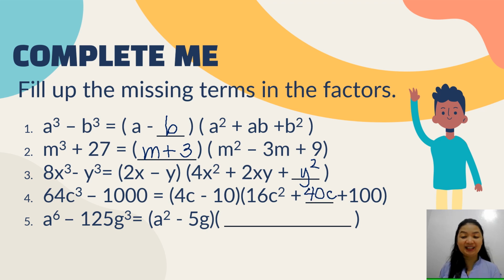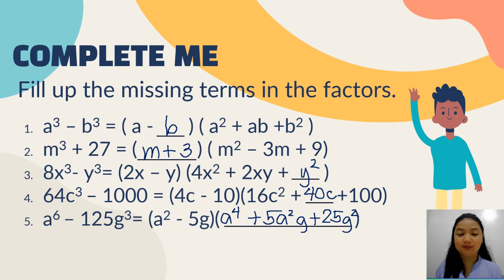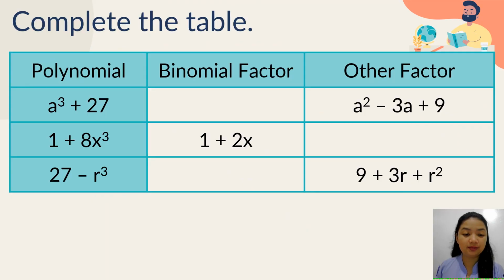Then lastly, we are left with the trinomial. Yes, it's the square of the first term, which is a squared. So this will become 4, plus, do not forget to change the sign, 5, since a squared does not have a numerical coefficient. So we have 5a squared g. Then lastly, we have the square of the last, which is 25g squared. See, it's so easy.